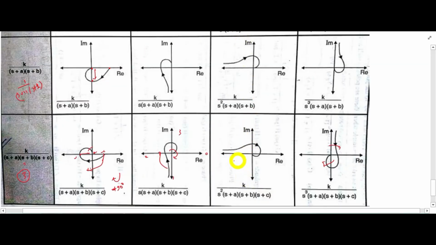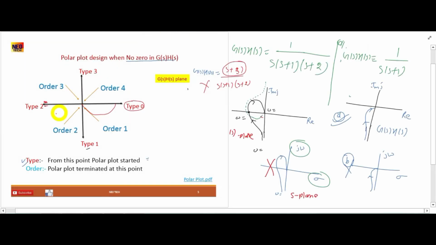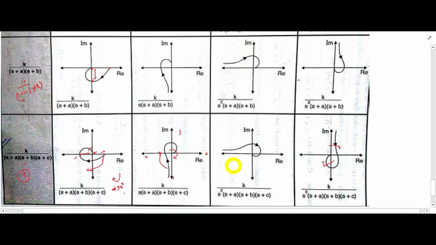Okay, and what is the order of the system? There is a 3 and a 2, that is 5. This is order 1, order 2, order 3, order 4, order 5, order 6, order 7, order 8. This continues as we move in the clockwise direction, right? Which means our polar plot will be drawn like this.